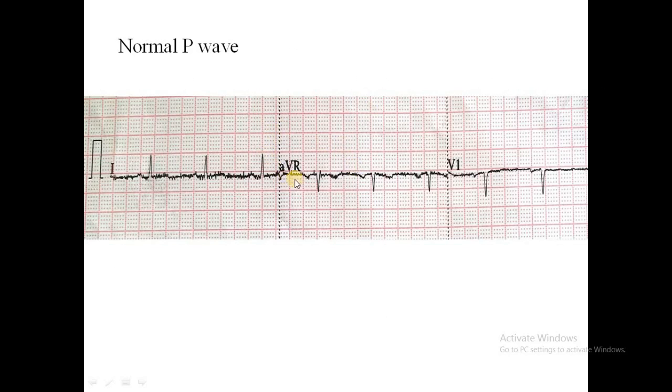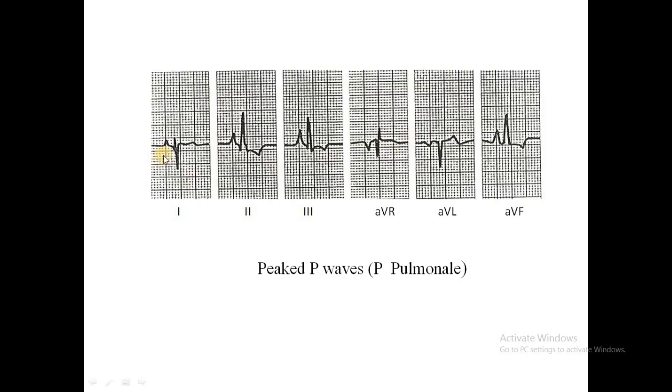Now let us look at an ECG. Here you see the biphasic P wave, smaller upward deflection, smaller downward deflection, maximally 1 millimeter. So this is the normal P wave morphology. When this becomes abnormal, you see the tented P wave. The P wave from a rounded shape has become tented. This is the tented P wave in lead 2, lead 3, aVF. This is the tented P pulmonale. So this denotes right atrial enlargement.